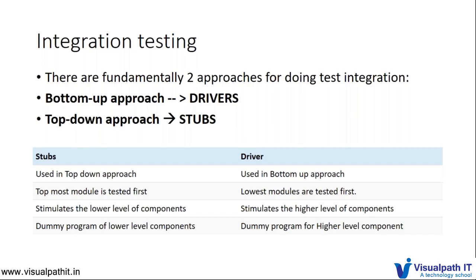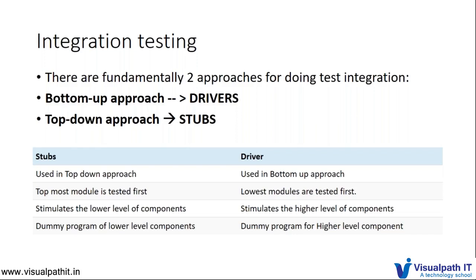So in top to bottom, most of the top level modules should have been available, and for the bottom level, as it says here, it simulates the lower level components, again a dummy program of lower level components. So for the lower level components they will put a dummy code or do dummy testing, and they will do the top down approach. So what is the advantage? You will save a lot of time. You will finish the integration testing.